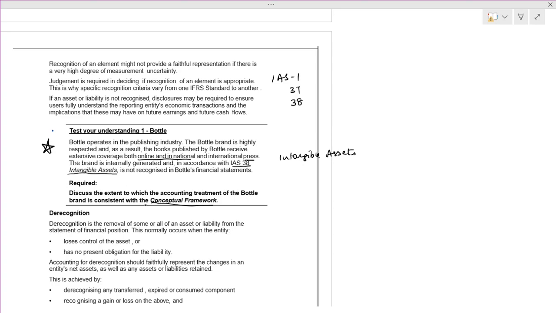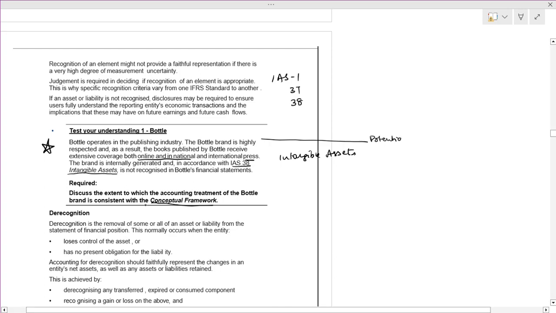What they say is consistent with the financial framework. When you do these things, keep it in mind: it is having a potential, the potential for future economic benefits.